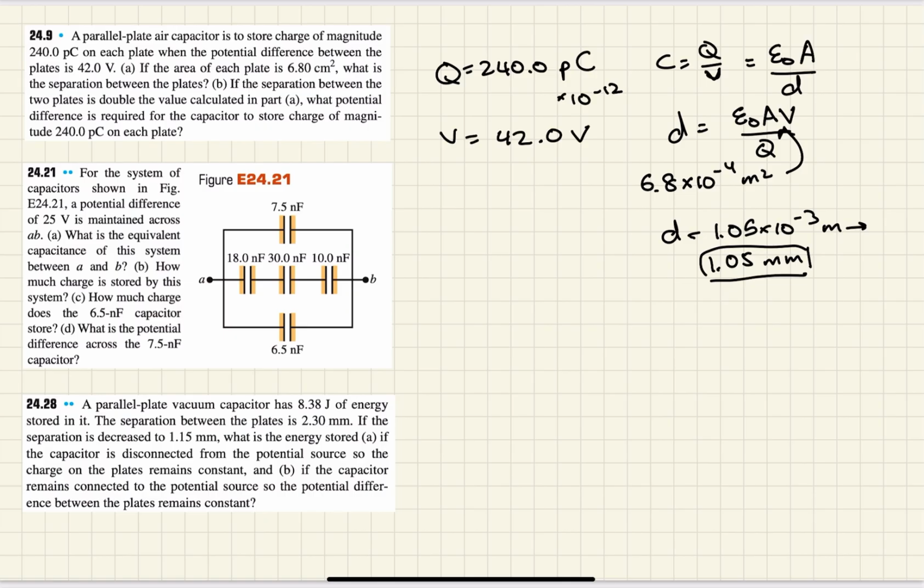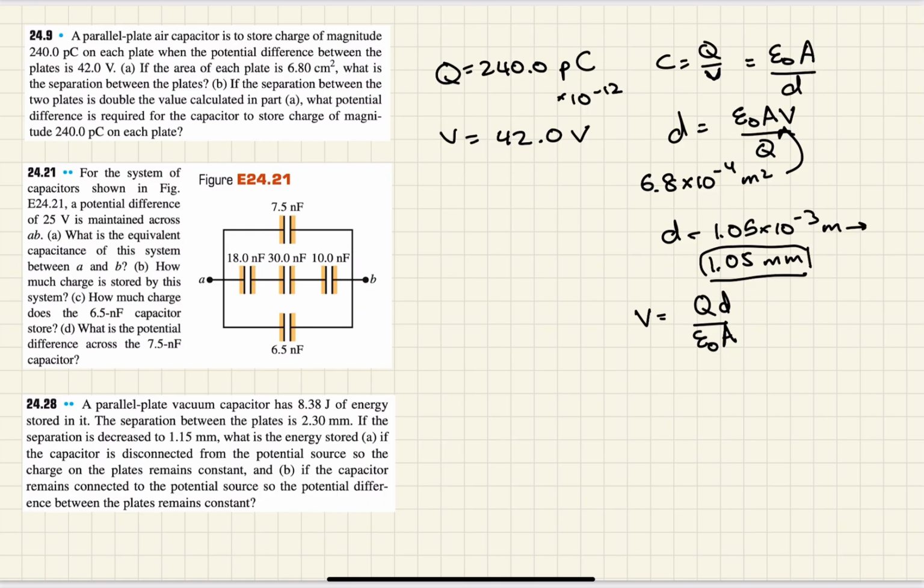For part B, if the separation between them is double the value calculated in part A, what is the potential difference required for the capacitor to store a charge magnitude of 240 picocoulombs on each plate? So it's basically this exact same equation, but we're resolving it for V instead of D. So divide both sides by V, divide by D, and then reciprocal. So V is equal to QD over epsilon naught A.